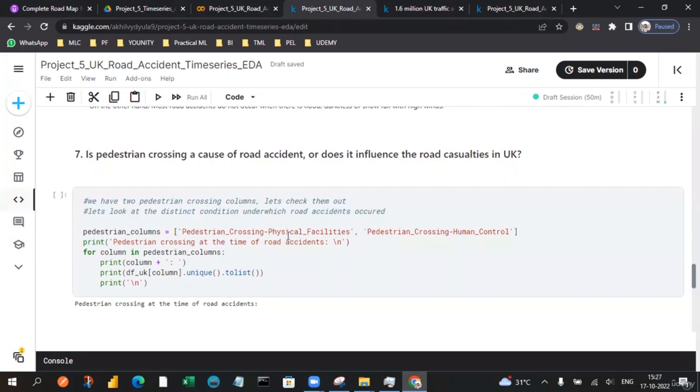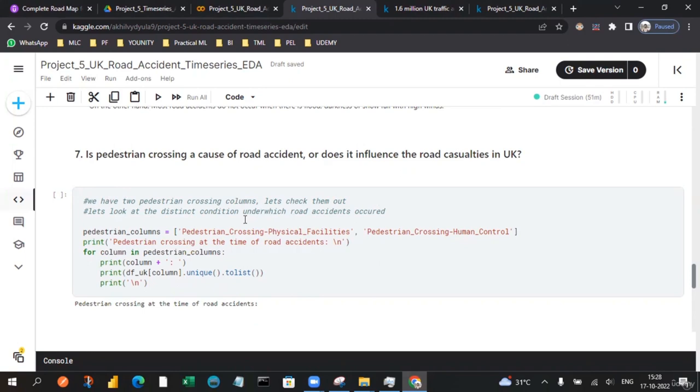So drawing some of the questions and conclusions corresponding to the plots, we will eventually get a good understanding of the exploratory data analysis, so that we will be able to identify these kinds of observations from the modeling perspective also. So is pedestrian crossing a cause of road accidents, or maybe an influence on road casualties in the UK? We have pedestrian crossing in different columns.